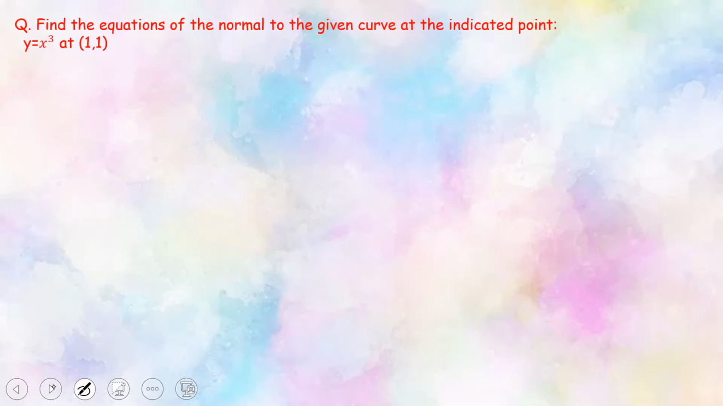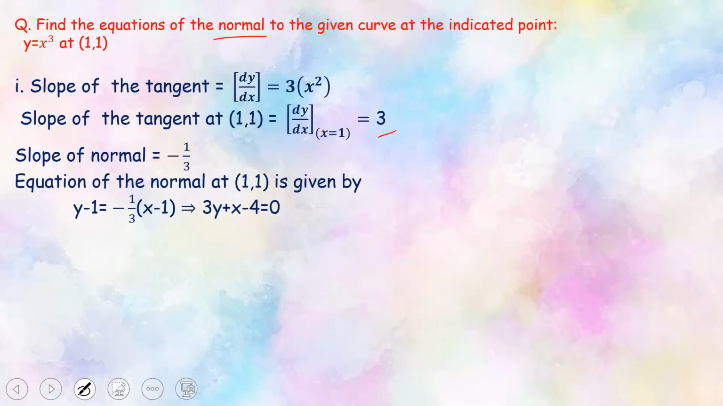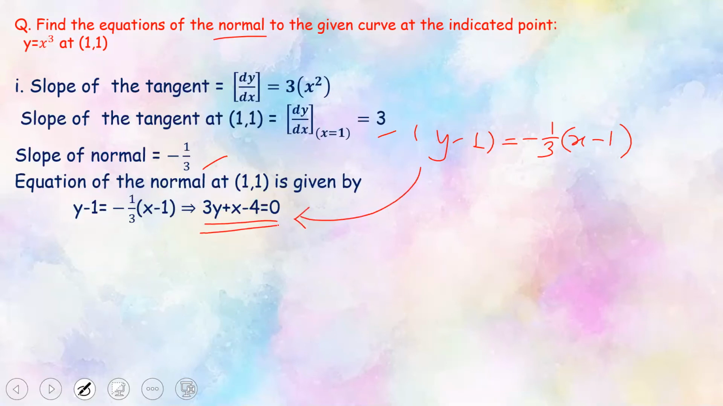So let's find the equation of the normal for this curve y is equal to x cube at the point (1, 1). Now we have the slope of the tangent. It is given by 3. So what is the slope of the normal? Minus 1 upon 3. And the equation of the normal is given by y minus y1, that is 1, is equal to the slope, minus 1/3, into x minus x1. And simplify it. You will find this equation is the equation of the normal.